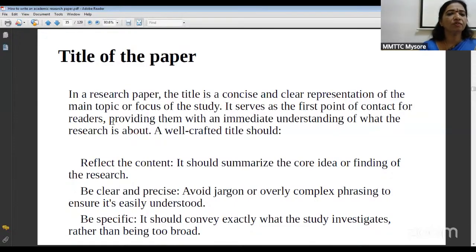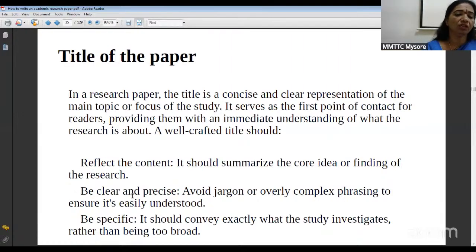It serves as the first point of contact for the readers, providing them with an immediate understanding of what the research is about. You should not give any confusing or ambiguous title. The title should be crystal clear and well crafted. It should reflect the content and summarize the core idea of your research findings, and it should be precise and clear. It should avoid jargon or overly complex phrasing so it is easily understood. Avoid complex phrases, and also be specific. It should convey exactly what the study envisages.